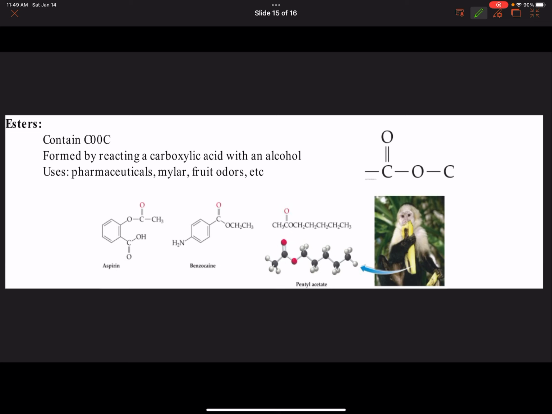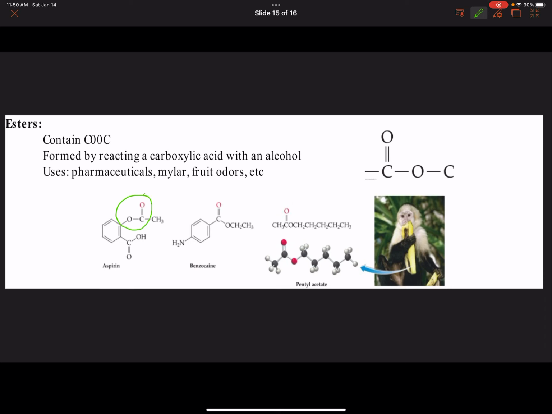Next we have esters. Esters are going to contain a COOC. So it's kind of like that carboxylic acid, but the hydrogen is replaced by an R group. These are formed by reacting a carboxylic acid with an alcohol. So if you take an organic chemistry class, a very common lab would be to synthesize esters. Esters are found very commonly in pharmaceuticals like aspirin. So here we have our ester group.